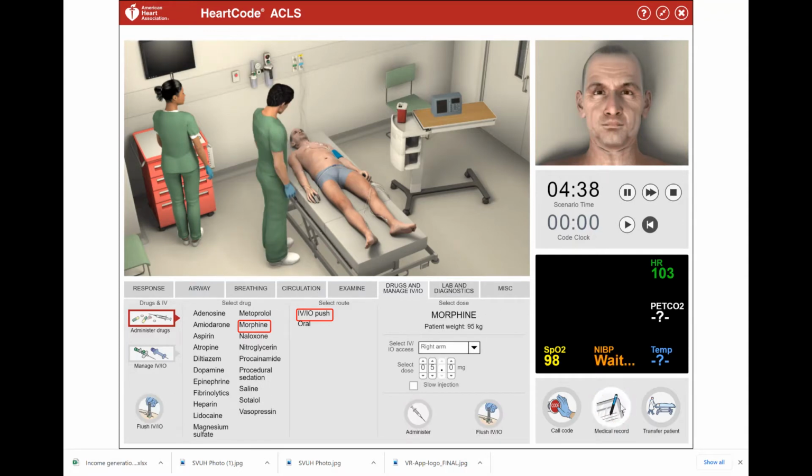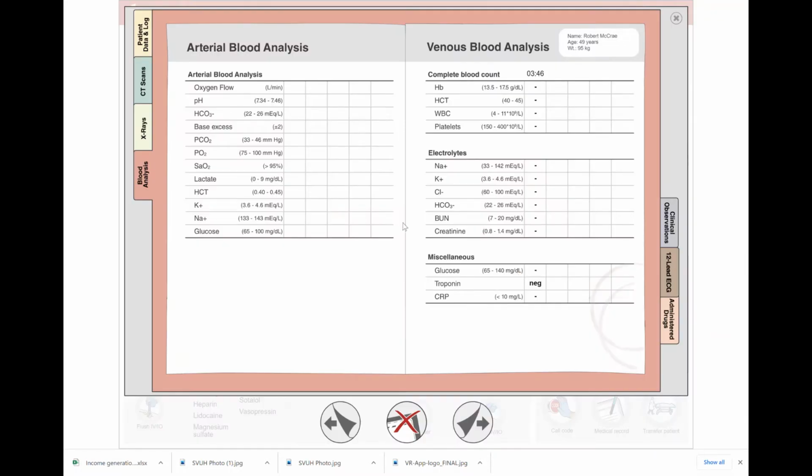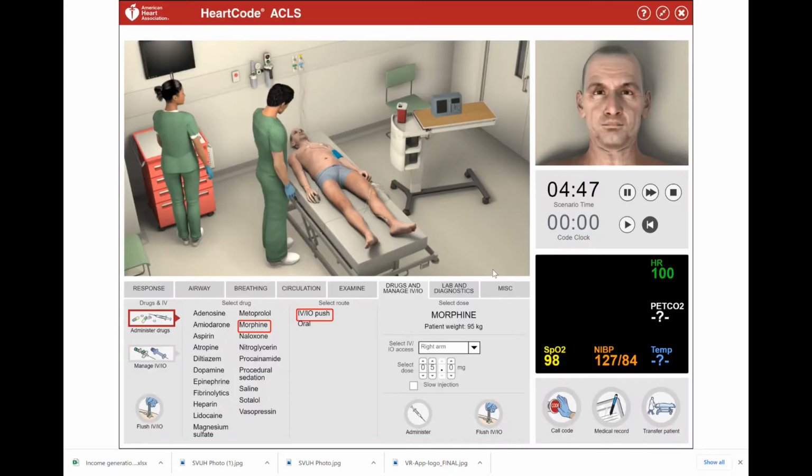So something has come up in the medical record, whether that be a blood test back. So the troponin is negative, which is a little bit unusual, especially given his ECG. But his heart rate and his blood pressure are all okay.